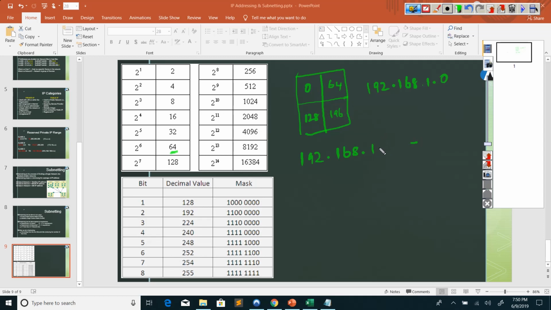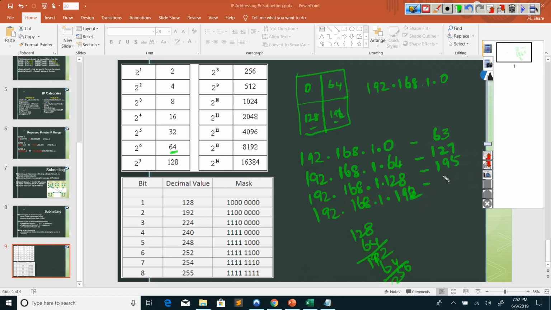So the first network starts at 0, and the second network starts at 192.168.1.64, because the first one goes up to 63. The next network starts at 192.168.1.128, and 127 is the last IP for the second one. The last network starts at 192 and ends at 255. Sorry for the small calculation mistake.